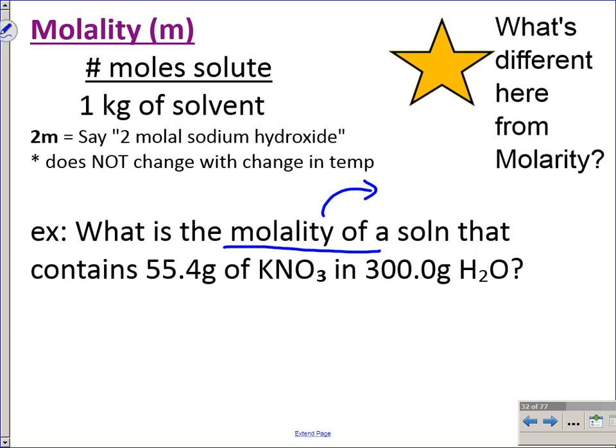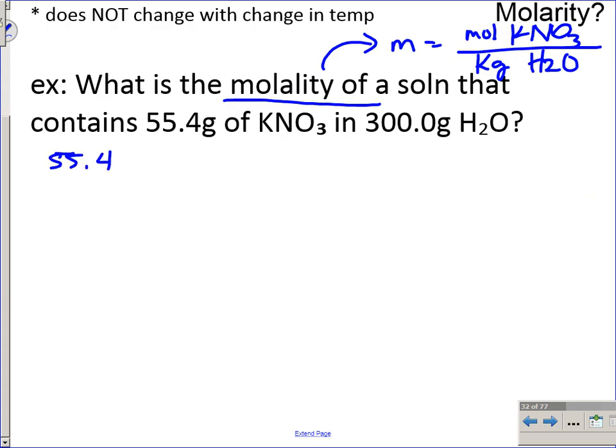Whew, okay, what is this asking for? Moles of what? Potassium nitrate in... Give me just the units and then we'll jump in. So molality is moles of potassium nitrate in kilograms of H2O, right? That's our solvent. So that's still keeping you in check. Do I know what solute and solvent is? Okay, so our givens here: 55.4 grams of potassium nitrate and 300 grams of water.